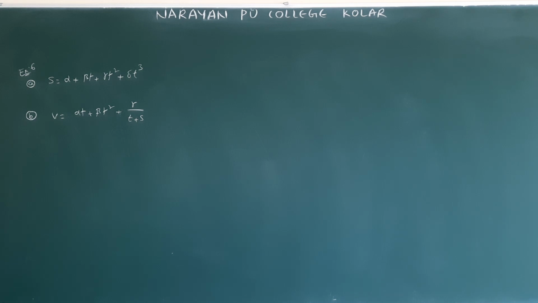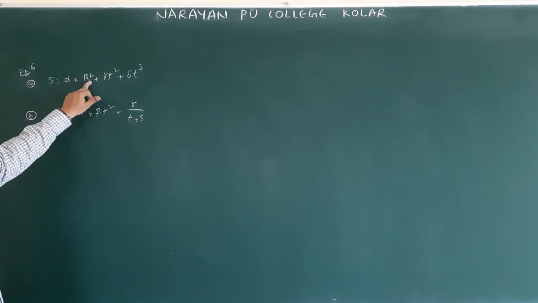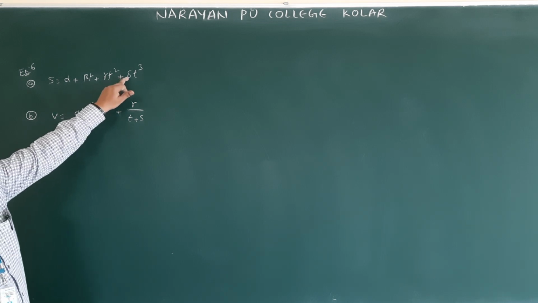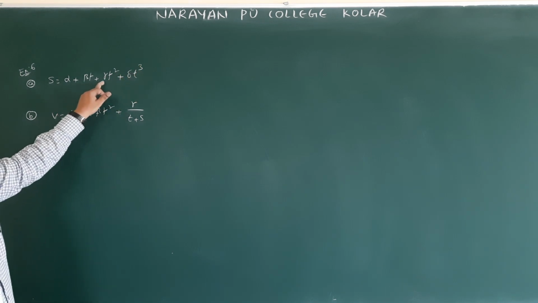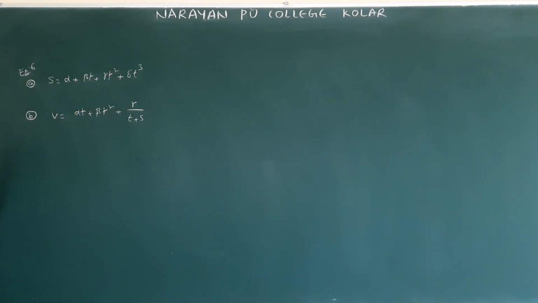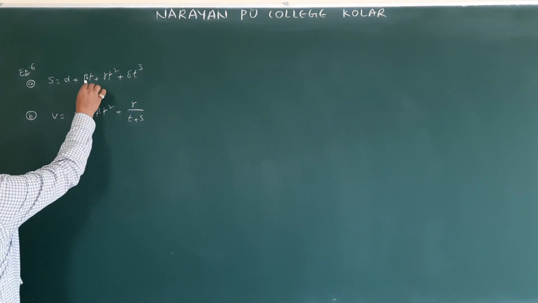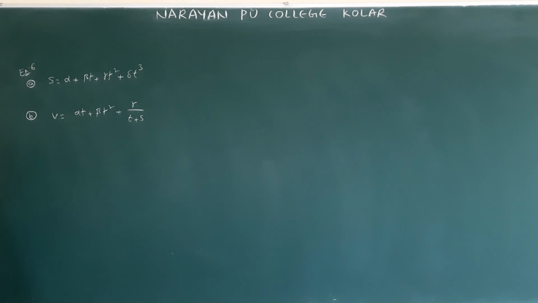Example 6. The displacement S of a particle is given by the equation S = alpha + beta t + gamma t square + delta t cube. Alpha, beta, gamma, delta are constants. And the second one, V, gives the velocity of the particle: V = alpha t + beta t square + gamma by t + S. Find the dimensions of alpha, beta, gamma, delta. We have to find their dimension formulas. So first we will see part A.